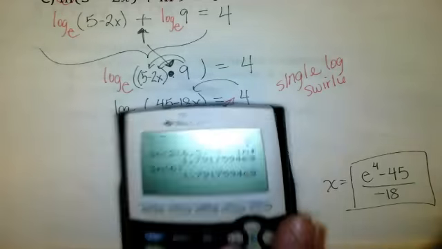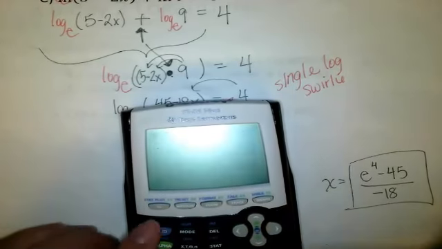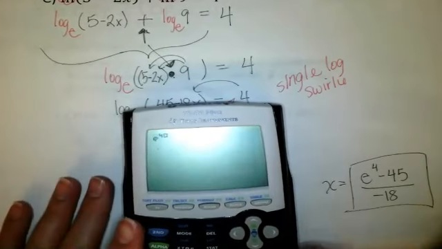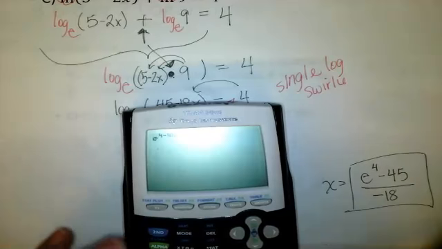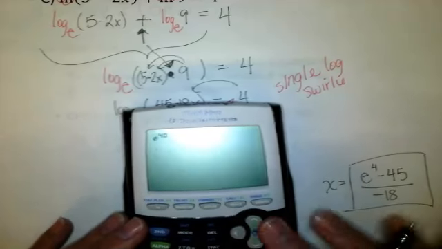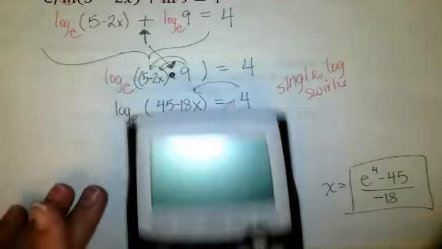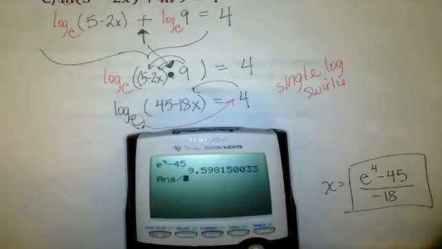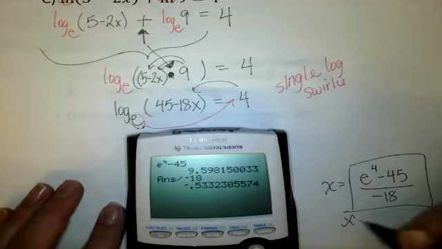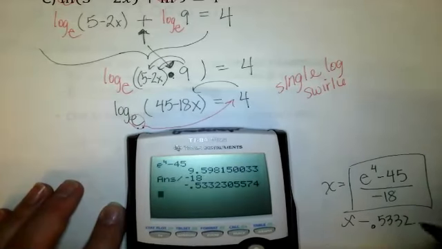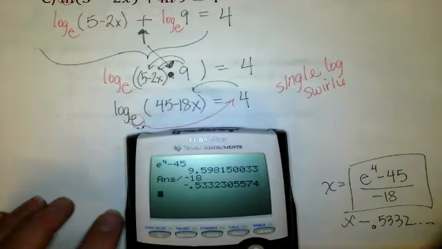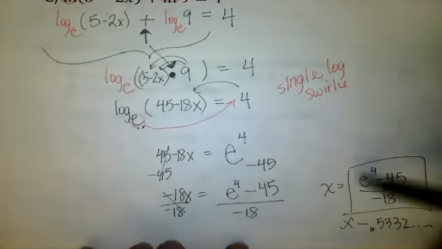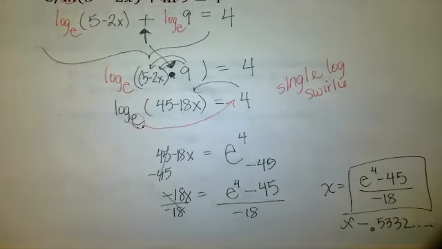If you put it into your calculator and you wanted to approximate it, you have to do it in steps. Well, you don't have to, but that's the easiest way. e to the 4th minus 45, I would do first, like that, and I get a crazy decimal. And then divided by negative 18, and it approximates to be negative 0.5332 and so on. Okay? So it is important that you know how to type stuff like this into your calculator. You've got to do the subtraction first and then divide.